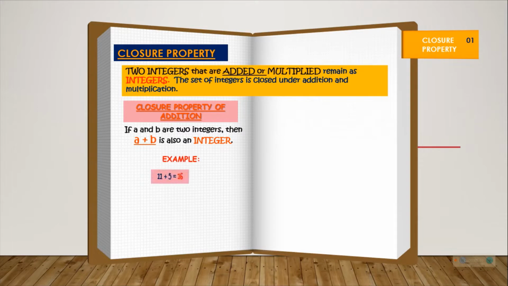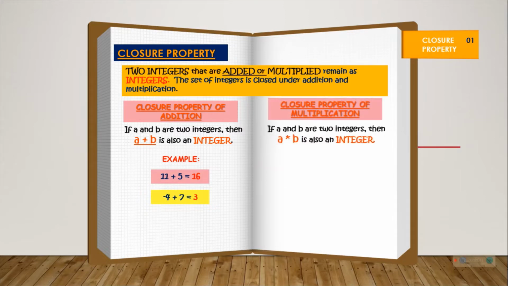For example, 11 plus 5 is equal to 16. Negative 4 plus 7 is equal to 3. Then, in multiplication, if A and B are 2 integers, then A times B is also an integer. Example, 11 times 5 is equal to 55. Negative 4 times 8 is equal to negative 32.